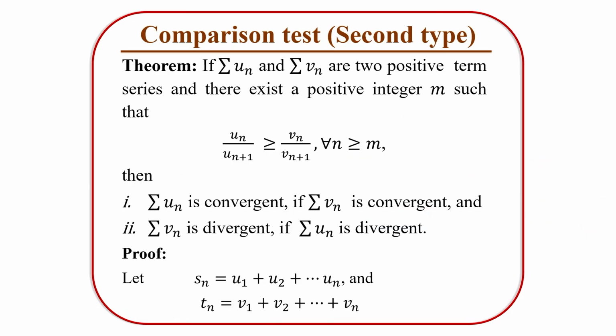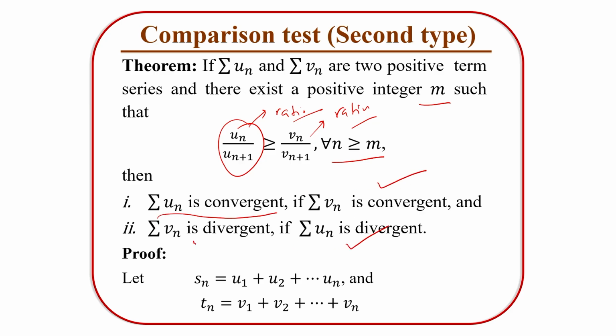Now, the second type of the comparison test. The statement says that if there are two positive term series un and vn, and there exists a positive integer m such that for n greater than or equal to m, we have un by un plus 1 is greater than or equal to vn by vn plus 1. Now you can look at the ratio of the terms, these are the ratios of the two terms un and un plus 1. Then un is convergent if vn is convergent, and if un is divergent, then vn is divergent. How to prove? The proof is quite simple.